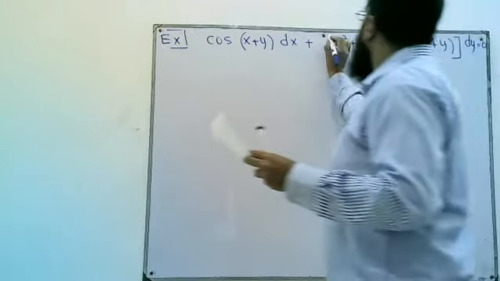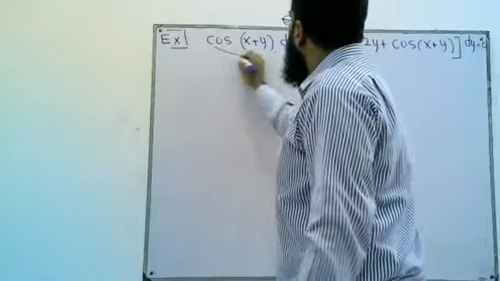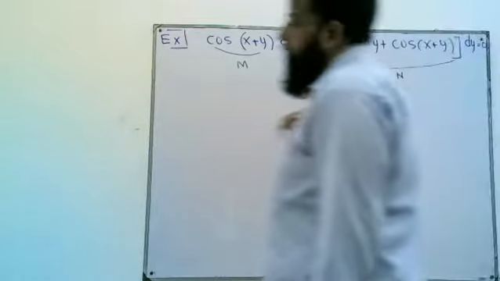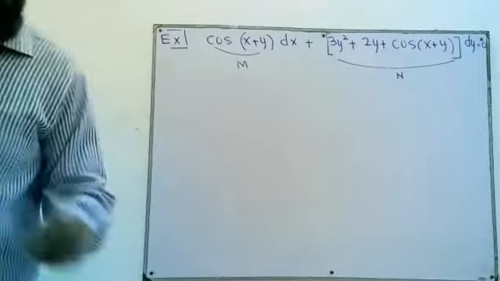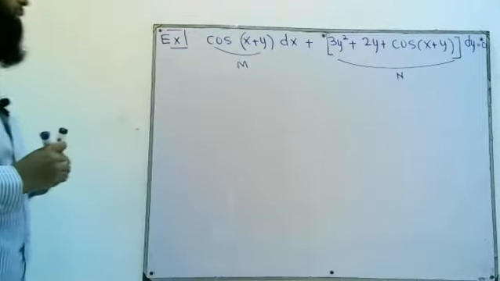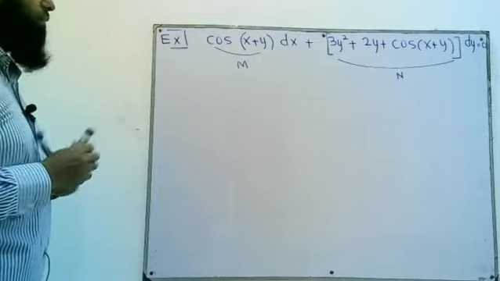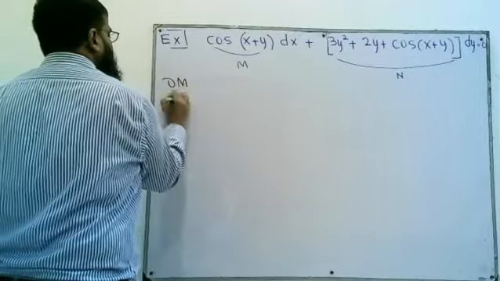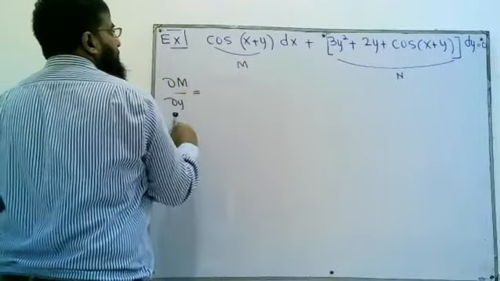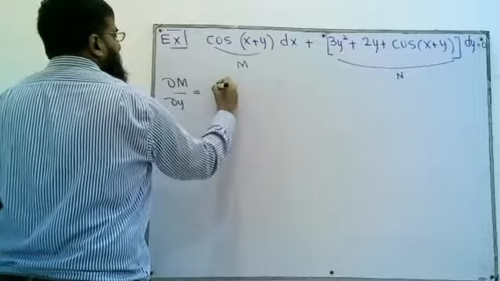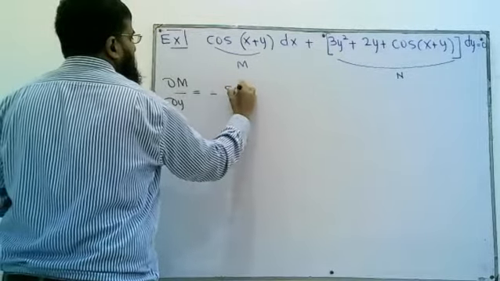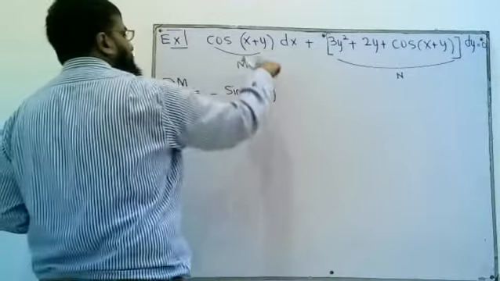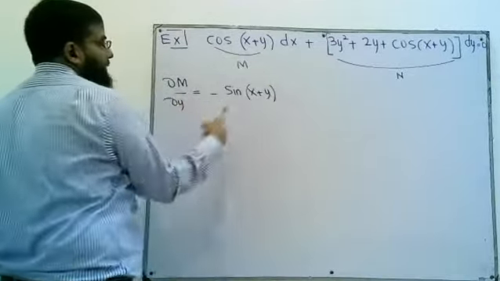Is equal to 0. So assume this to be M and this to be N, but we are not sure right now whether it is an exact type of ODE or not. So we first have to check the necessary and sufficient condition, that is partial M over partial y. That would be, for cos(x+y), minus sine of (x+y) times the partial derivative of x+y with respect to y, that is 1.